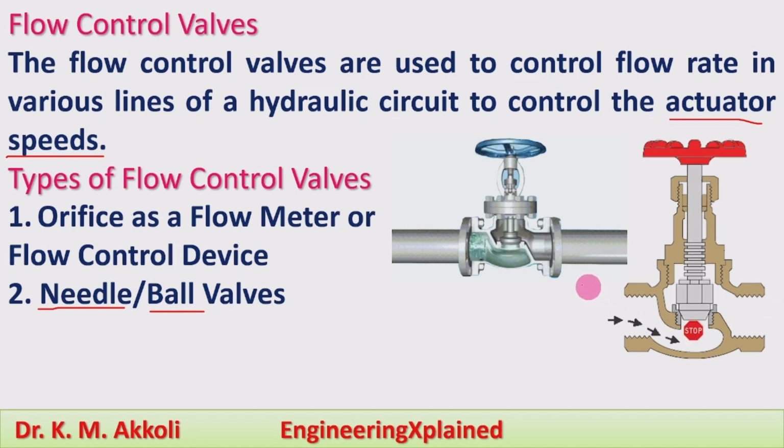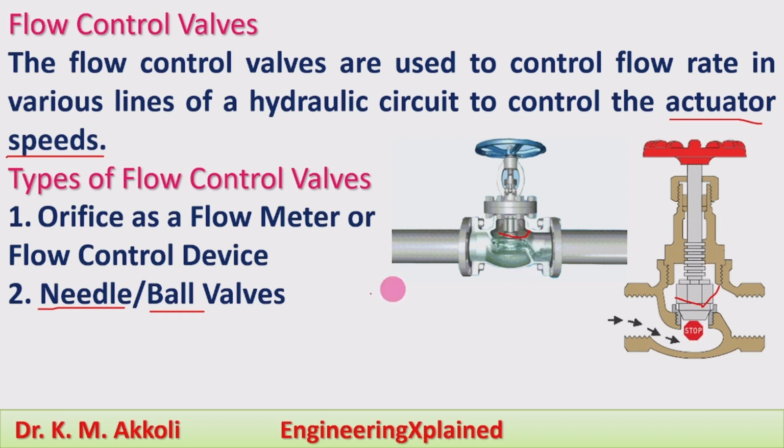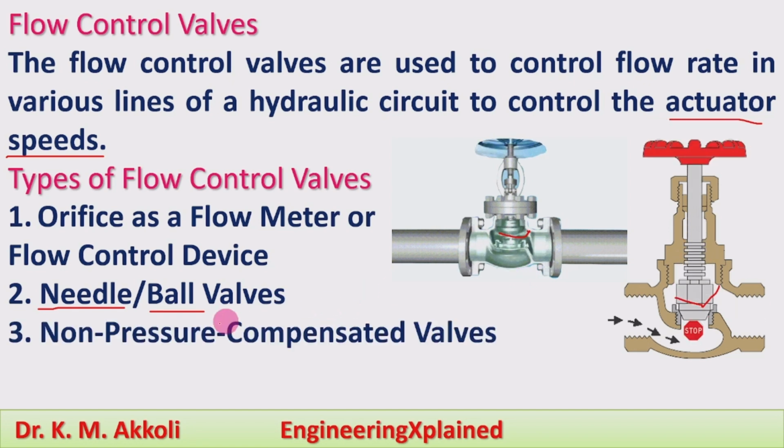There are needle and ball valves also. These are the manually operated valves. And here also we can see a ball valve. Just like a ball, the closing element we are going to use, and here just like a needle, which allows the flow. It may be completely closed, completely opened, or partially opened depending upon the flow rate required. We can vary it. Those are the needle or ball type valves.